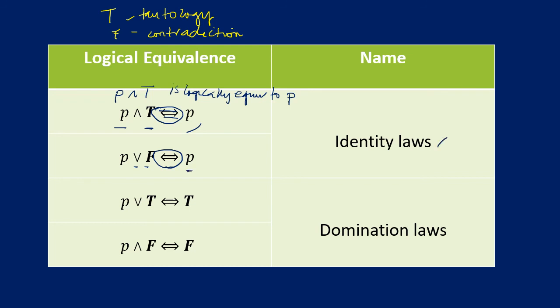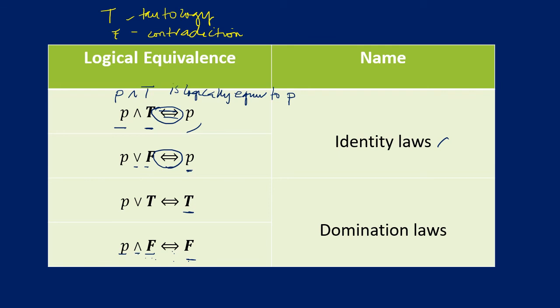And that's why it's called the identity law. But for the domination law, P or T is equivalent to T, a tautology. It's always true. And then P and F is always a contradiction. Meaning to say, if you have a contradiction and you join it with another proposition using and, it's the same as the contradiction. It is again a contradiction.